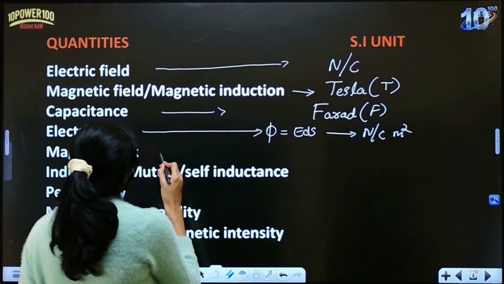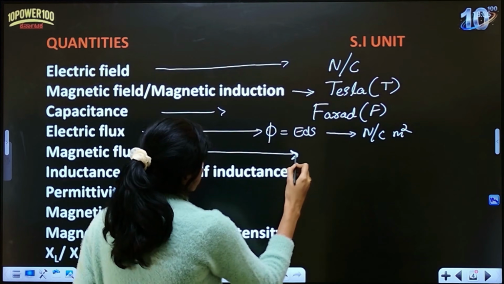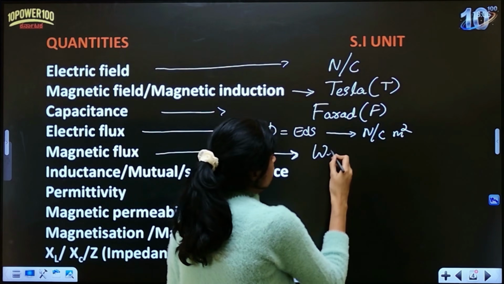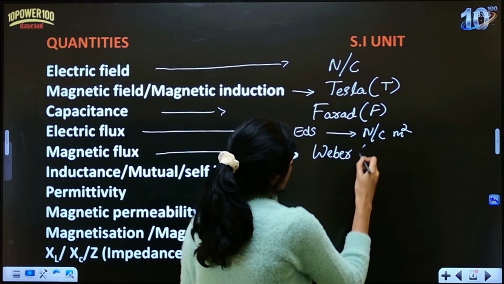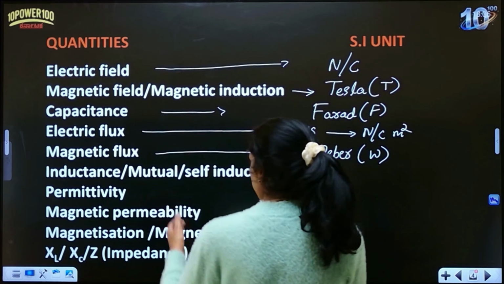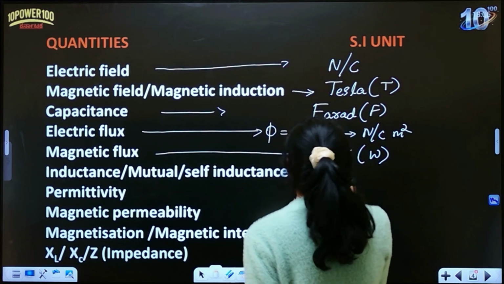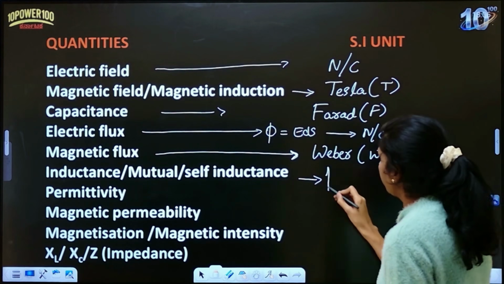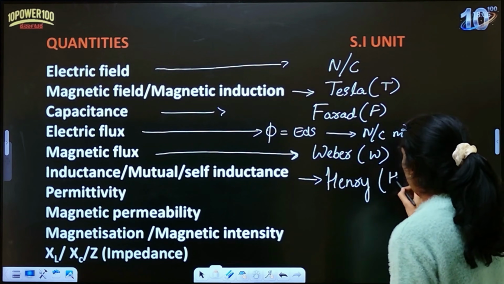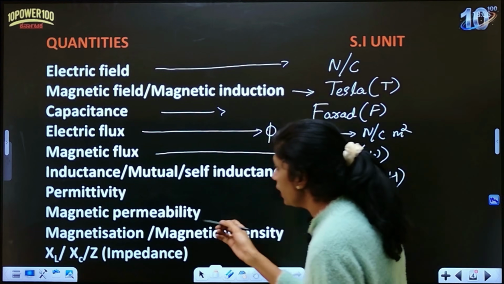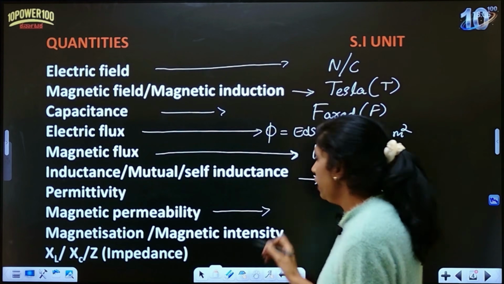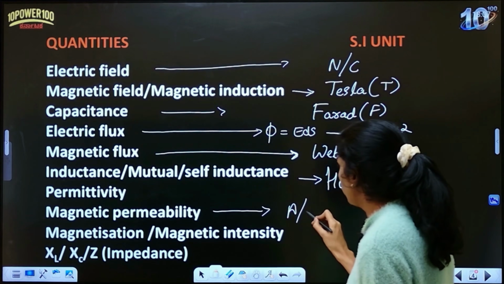Next, SI unit of magnetic flux. What is the SI unit of magnetic flux? Directly you can take it as Weber, W-E-B-E-R, capital W. Next, SI unit of inductance, or mutual inductance or self-inductance, is Henry, capital H. Next, magnetic permeability. What is the SI unit of magnetic permeability? It is Henry per meter.